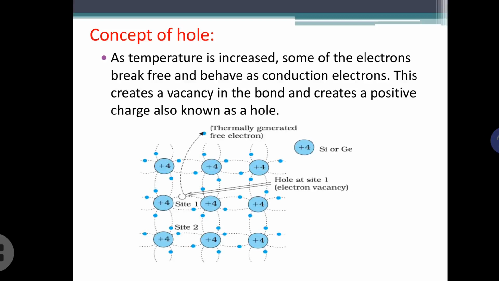From this figure you can have a look at the formation of a hole. From the bond, one particular electron has been made free, a thermally generated free electron. That means because of the heat energy that electron became free, and a particular vacancy has been created there, an electron vacancy, which is named a hole.